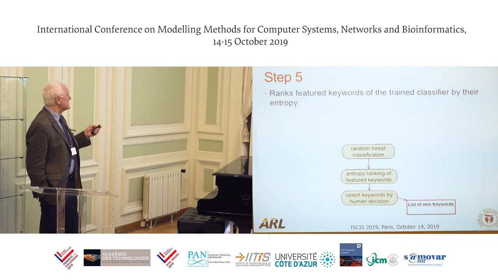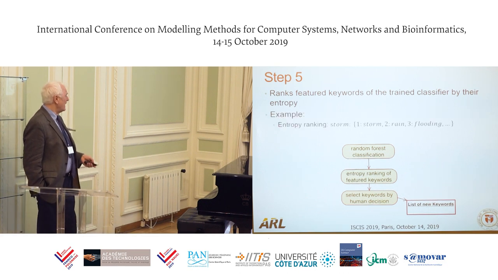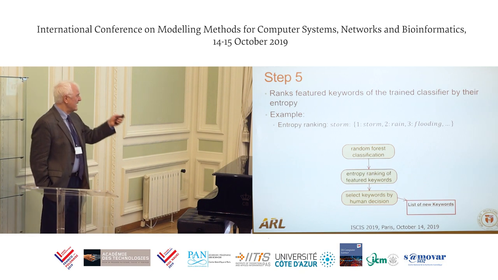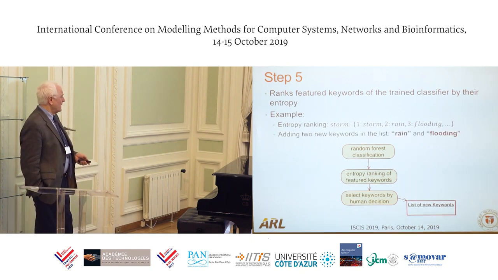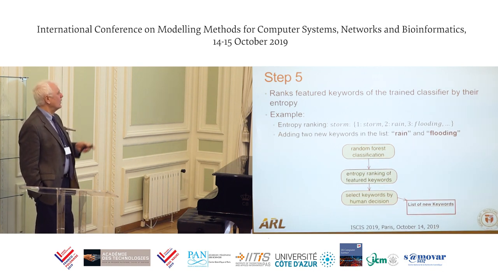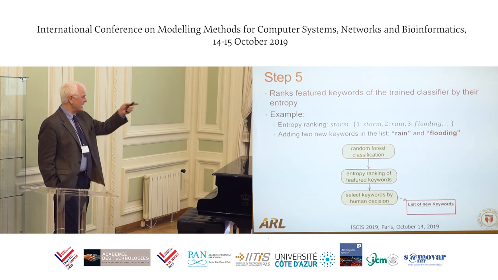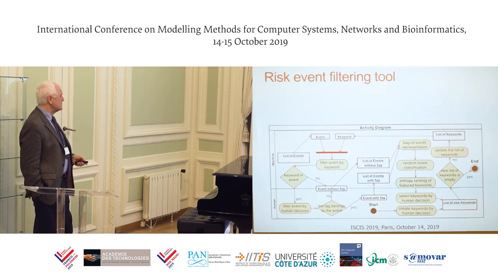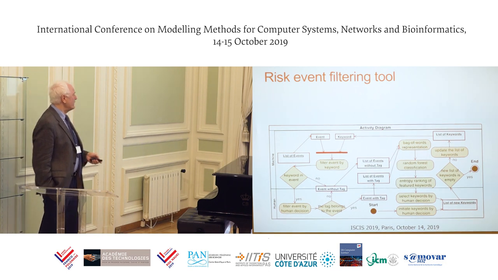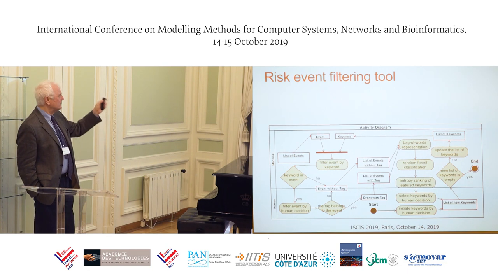So we rank the feature keywords of the trained classifier by entropy, and then for storm, we see that the highest was storm, next was rain, third was flooding, and so forth. As a result, we could add, for example, the top two words which are not yet in the keyword list, rain and flooding, to this addition. So the whole diagram is shown over here, and I went through it step by step.